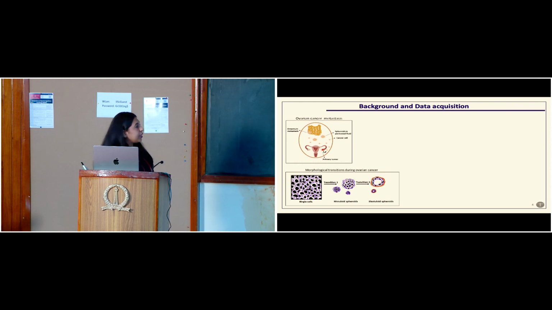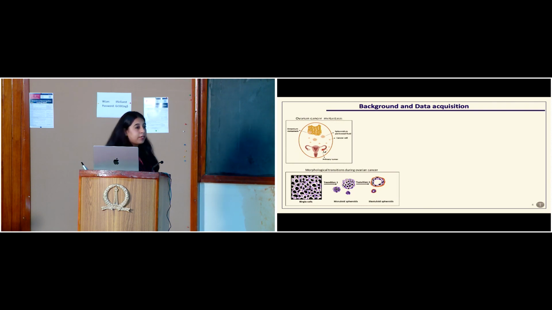In ovarian cancer, the cancer cells from the primary tumor start losing cell-to-cell adhesion, and they float into the peritoneal cavity where they start forming spheroids. These spheroids then further cluster together to make bigger spheroids, and then they start moving towards secondary sites where they form the secondary tumors.